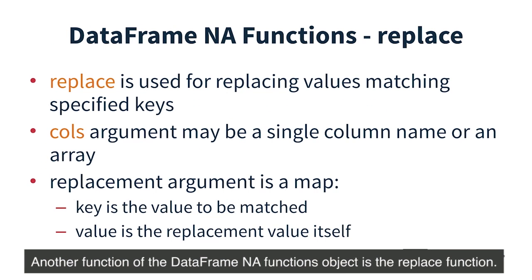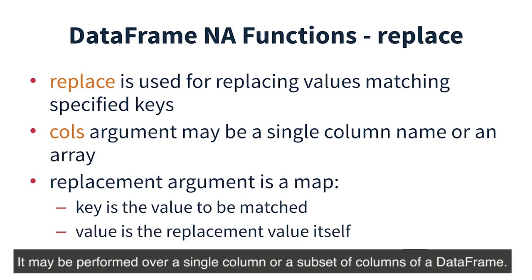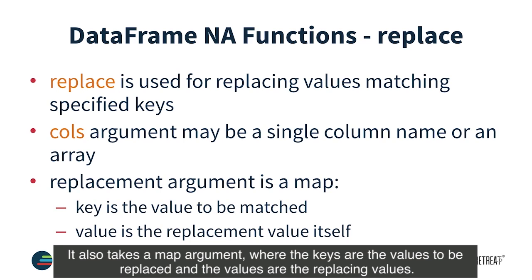Another function of the data frame NA functions object is the replace function. It is used for replacing values matching specific keys. It may be performed over a single column or a subset of columns of a data frame. It also takes a map argument, where the keys are the values to be replaced and the values are the replacing values.